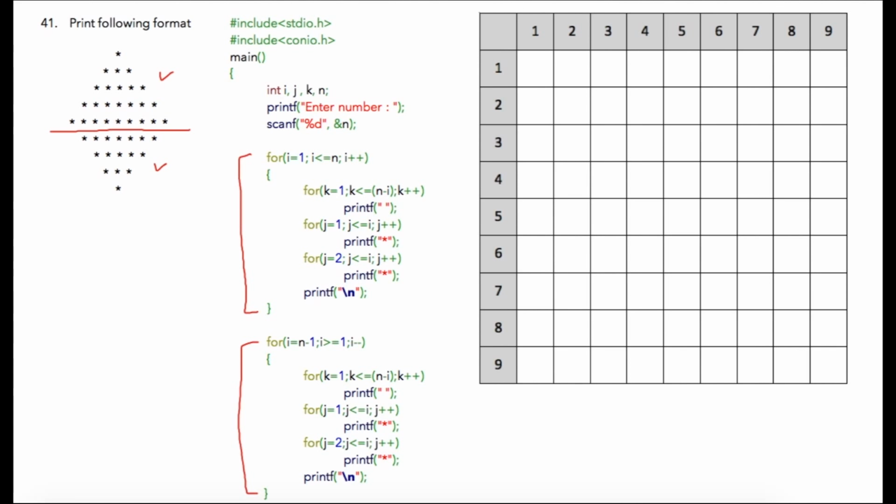The only important thing to notice over here is that suppose the user has entered 5. So these are 5 rows, however here are 4 rows. So in the second for loop, I have initialized i to n minus 1, that is 5 minus 1, which is 4. That is why the number of iterations will be 4 in this case, and here it will be 5. That is the only important difference compared to the previous programs. The rest of everything is the same.